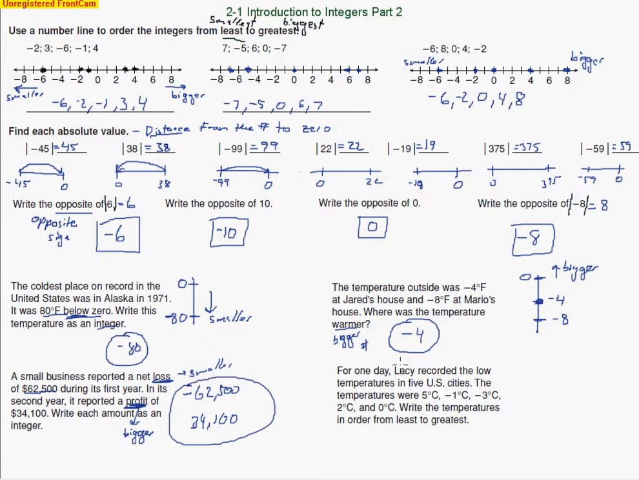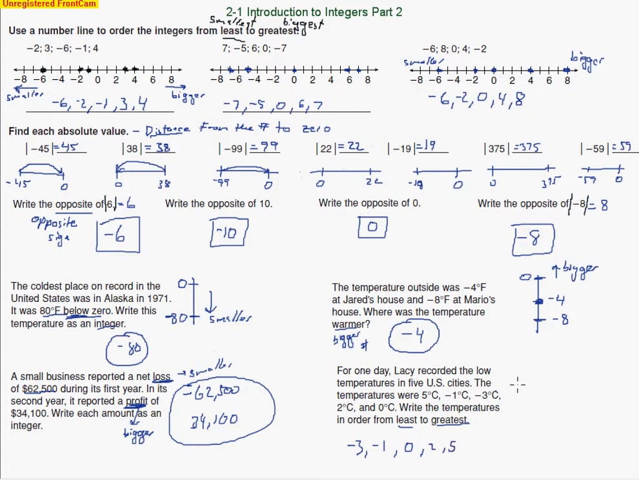Last one says, for one day, Lacey recorded the low temperature in 5 U.S. cities. Temperatures were 5, negative 1, negative 3, 2, and 0. We're supposed to order from least, so smallest, to greatest. So the smallest number, well, let's go ahead and look for the smallest number. Smallest one's going to be the one furthest from 0. So look at this one right here, negative 3. And so negative 1 would be the next one. Now we're at 0. And then we go to the next bigger, which would be 2. And then the biggest one is 5.